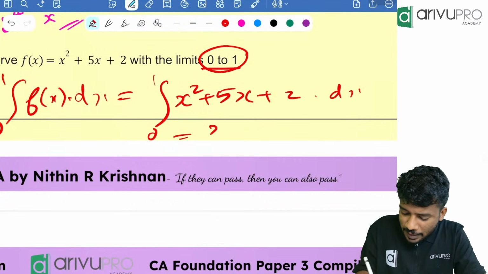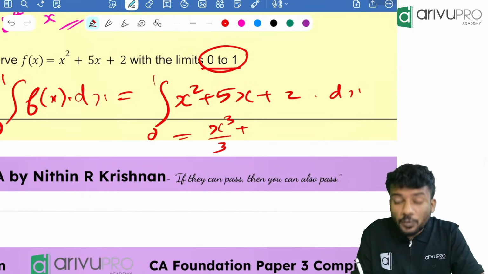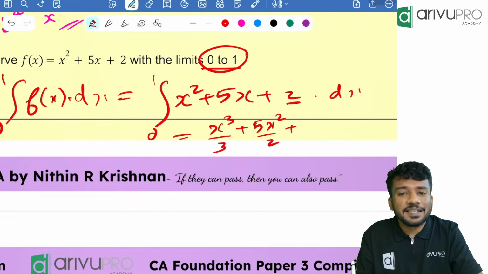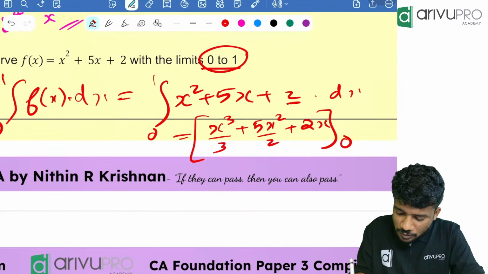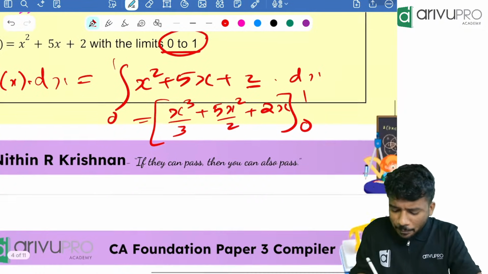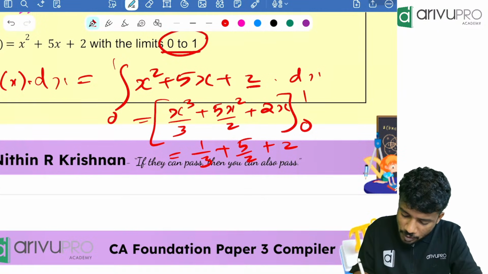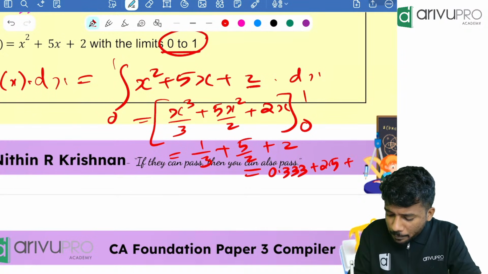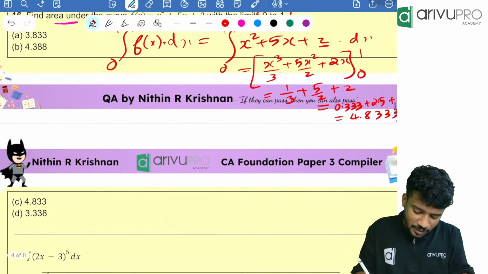So the integral of x square is x cube divided by 3, plus the integral of 5x: 5 outside, and the integral of x is x square by 2, that will become 5x square by 2, plus the integral of 2 dx, which is 2 into x. Now from 0 to 1. Anyway, the lower limit is not required, because if you apply the lower limit, everything will become 0. Apply the upper limit, that will become 1 by 3 plus 5 by 2 plus 2, which is equal to 0.3333, right? 1 by 3 is nothing but that much, plus 2.5 plus 2, which is equal to 4.833333.